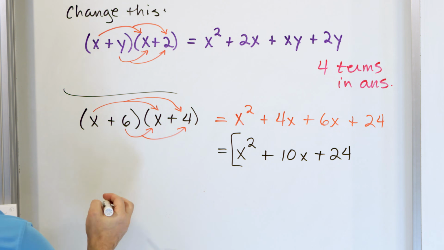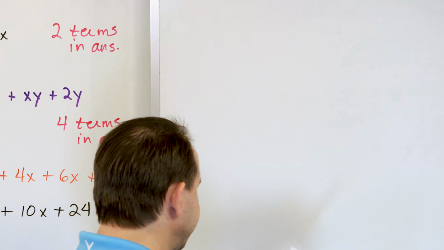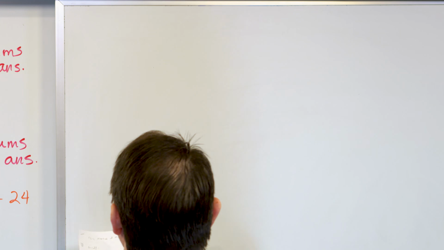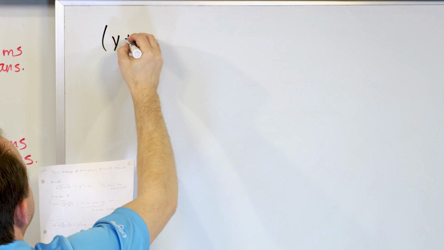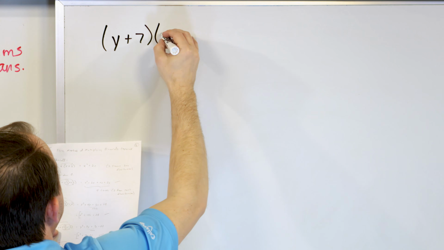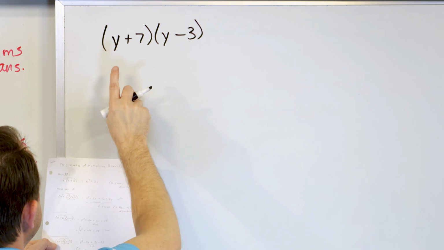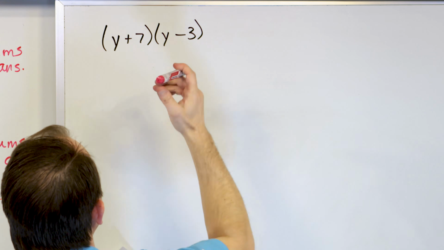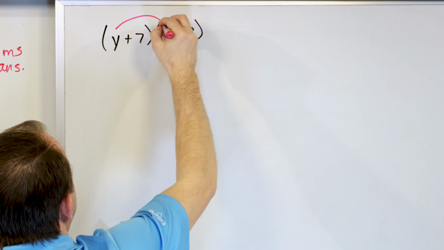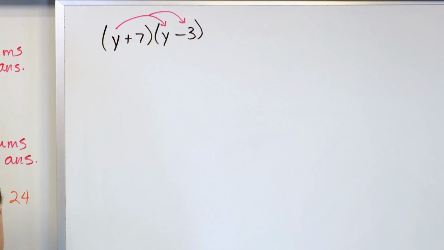All right, let's do a few more on the next board, and then we'll talk a little bit about FOIL. So for the next one, just to get some more practice, y plus 7 multiplied by y minus 3. You pretend the 7 isn't here at all, and I'm going to stop drawing my arrows for every problem. This will probably be the last one that I do. But this y needs to be multiplied by each term on the inside, distributed in, as you would guess.